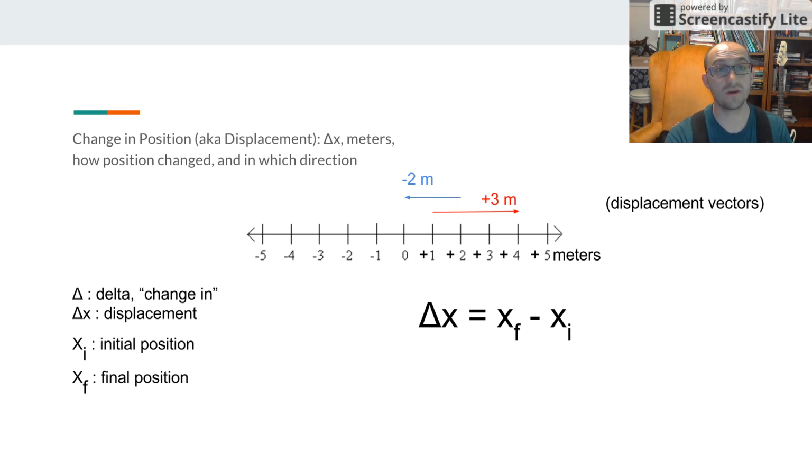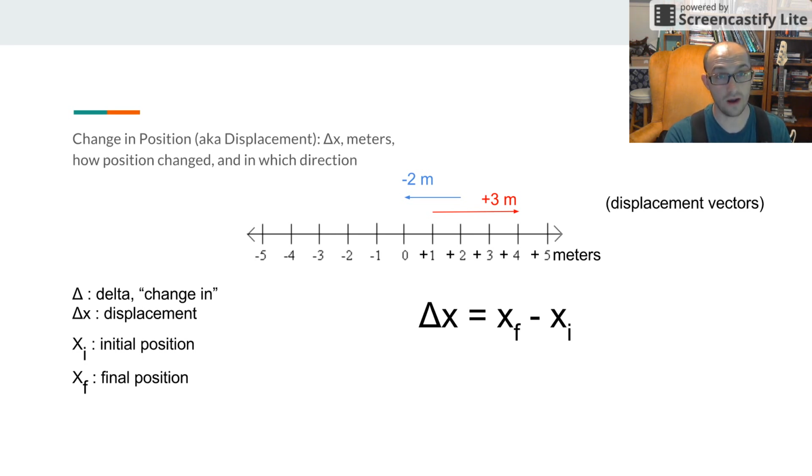So you can see on the screen there that in red, I have a displacement of +3 meters. That tells me that I went 3 meters to the right. And in blue, I have a different displacement vector. And it shows that I went -2 meters, or 2 meters to the left. The only thing I care about is, and you can see on the equation, the final position and the initial position. Nothing else matters for displacement.